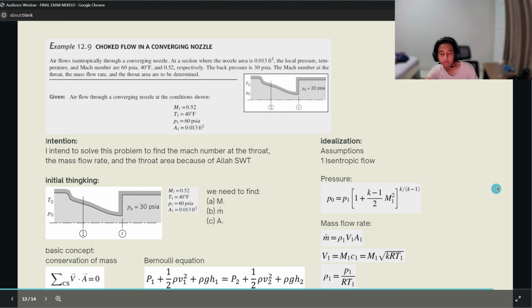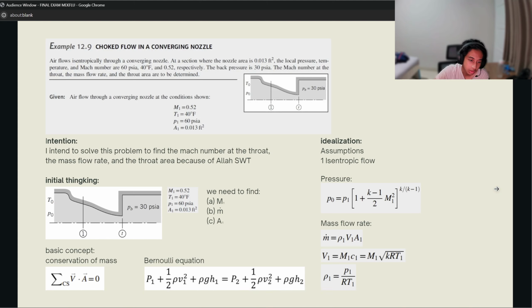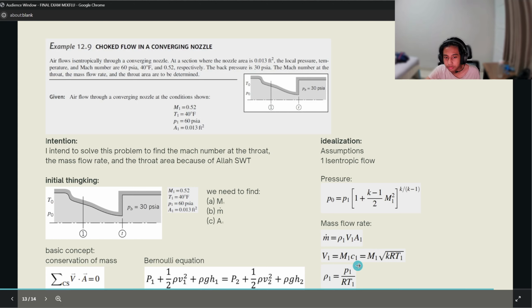The basic concepts that we are using are the conservation of mass and the Bernoulli equation. For the idealization, we assume that it is an isentropic flow. The pressure equation for the isentropic flow is this equation, and then the mass flow rate is density times velocity times the area. The velocity is given by this equation, and the density we get from this equation.